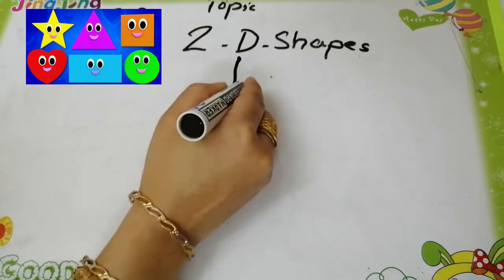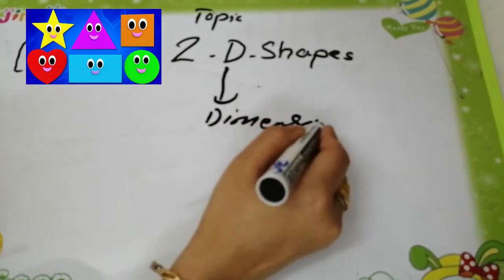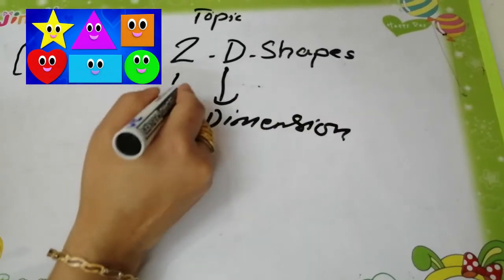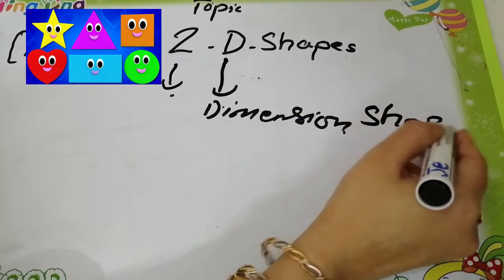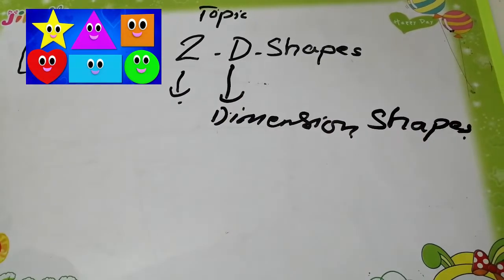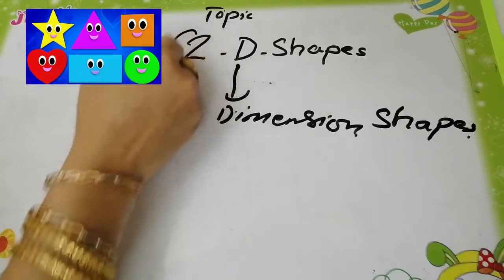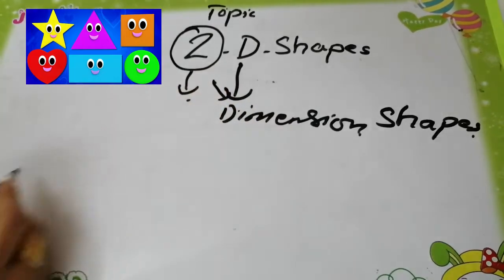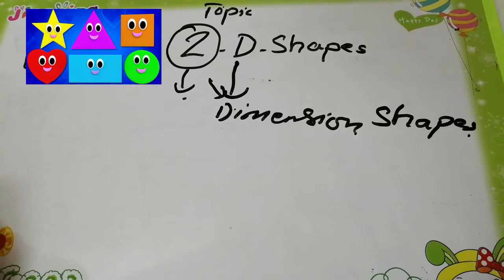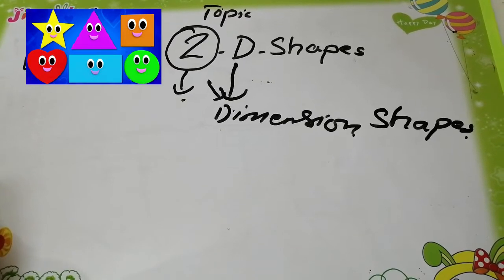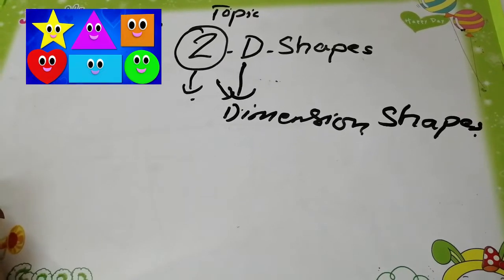D stands for dimension. Two dimension shapes. So we can say that a 2D shape is any shape that has two dimensions. So let's think about what it means to have two dimensions for a moment. Think about that, my dear students.